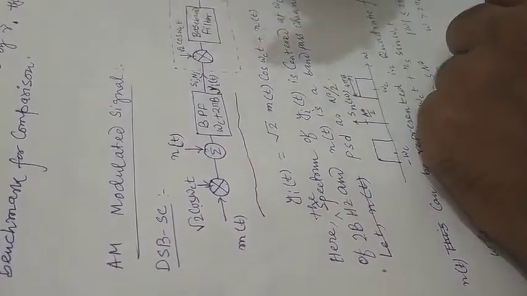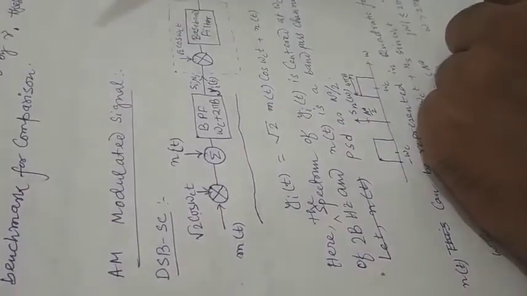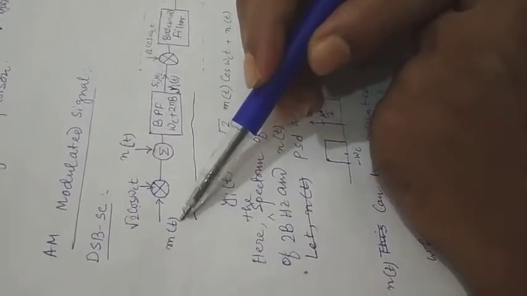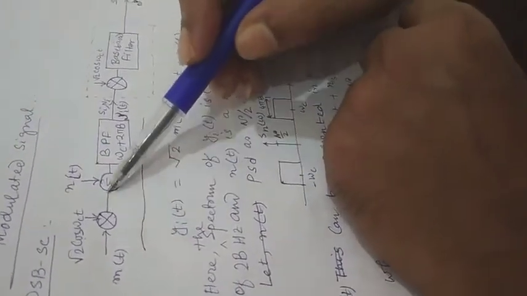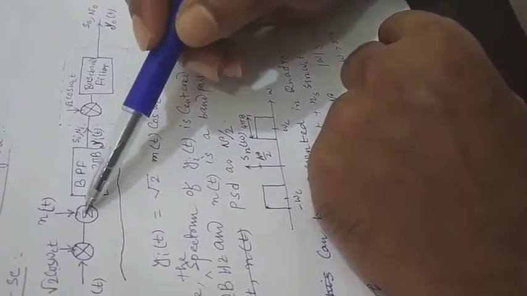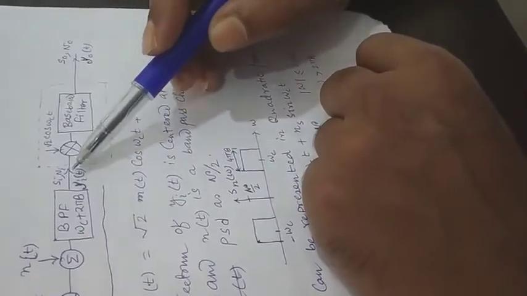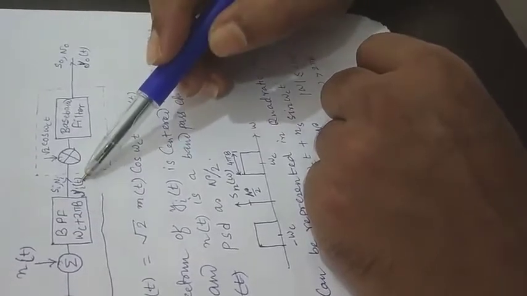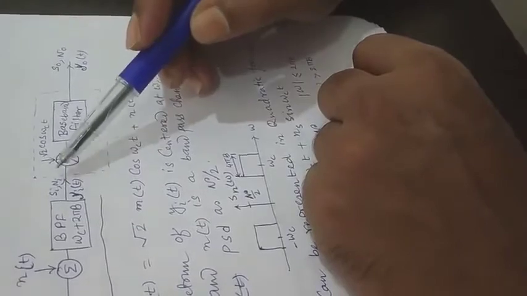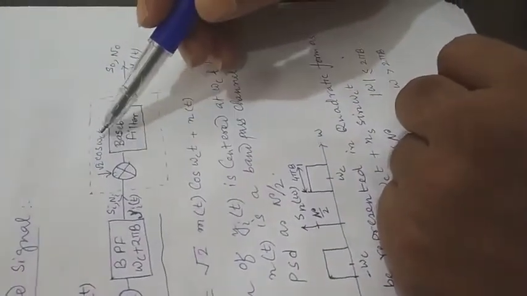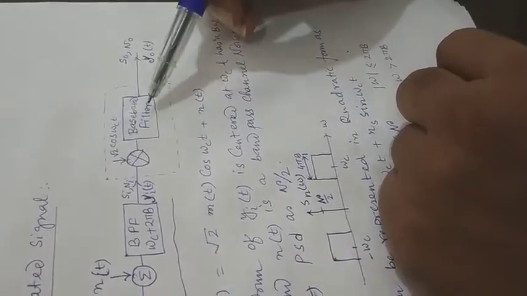Now, in today's class, we will discuss the effect of noise in AM modulated signals, the different variations of AM. At first, we will consider DSBSC. Here is the message signal. We multiply by root 2 cos omega_c t at the transmitting end and send it to the channel. Noise is added in the channel. Then it passes through a bandpass filter, and the output is y_i(t), denoted by Si and Ni. This y_i(t) is again multiplied with root 2 cos omega_c t and finally passed through a baseband filter, that is, a low pass filter, to get the output So, No.